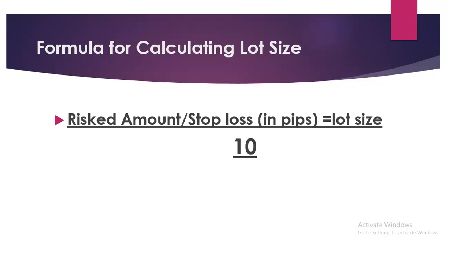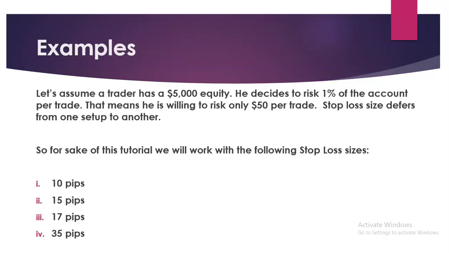Okay, so the risk amount divided by stop loss. Now you divide that again by 10. Whatever you get is your lot size. It is the lot size you're going to use for that particular trade. So let's take some examples. Now let's assume a trader has a $5,000 equity, that is, a $5,000 account.